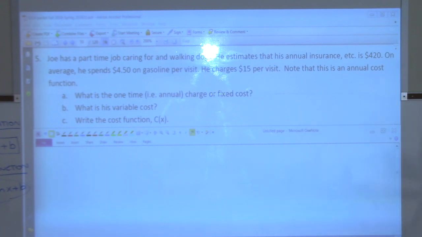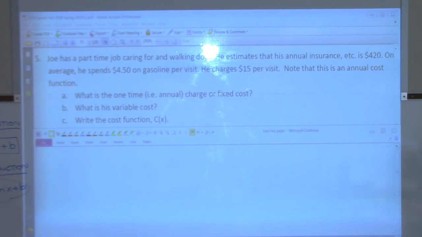Joe has a part-time job caring for and walking dogs. That's a job nowadays, right? He estimates that his annual, yearly insurance, etc., is $420. On average, he spends $4.50 on gasoline per visit. He charges $15 per visit. Note that this is an annual cost function, and it asks what is the one-time or annual charge or fixed cost. Then it asks what is his variable cost, and then it asks you to write the cost function.